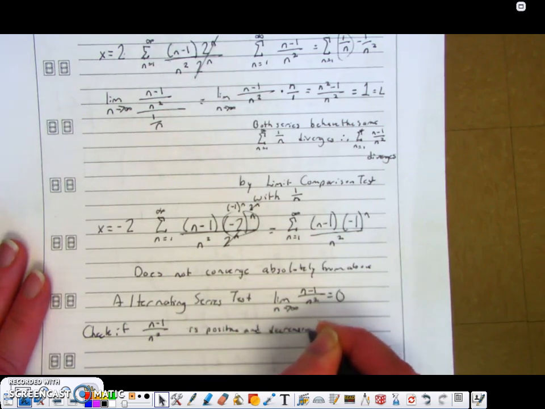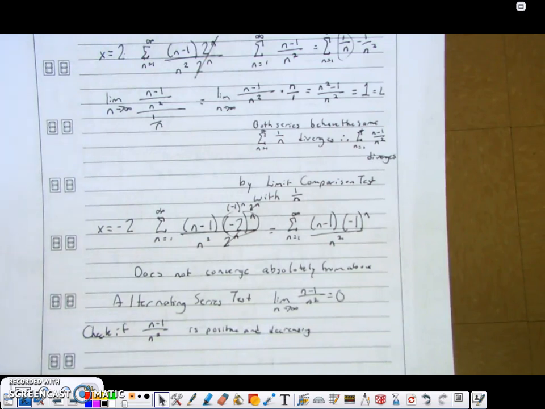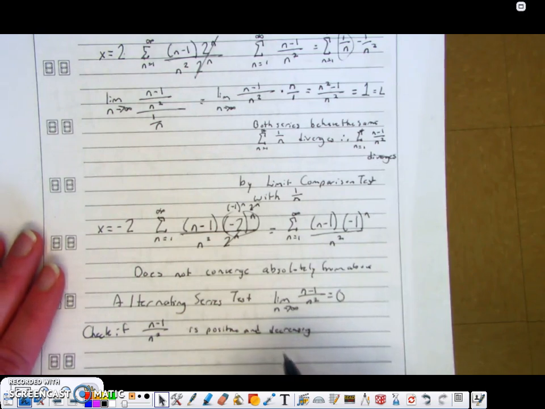So how can we do that? One way is to graph it on the calculator. Look at it. Is it positive and decreasing from some point on? If so, I would do a sketch and say that it was decreasing from some point on. Another way to do that is to test the derivative.